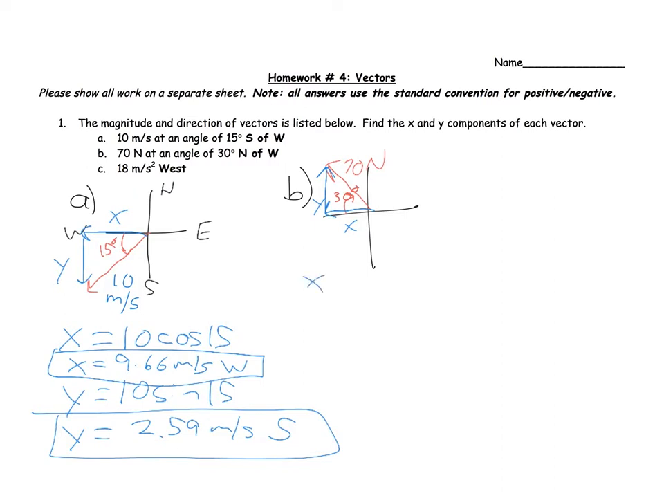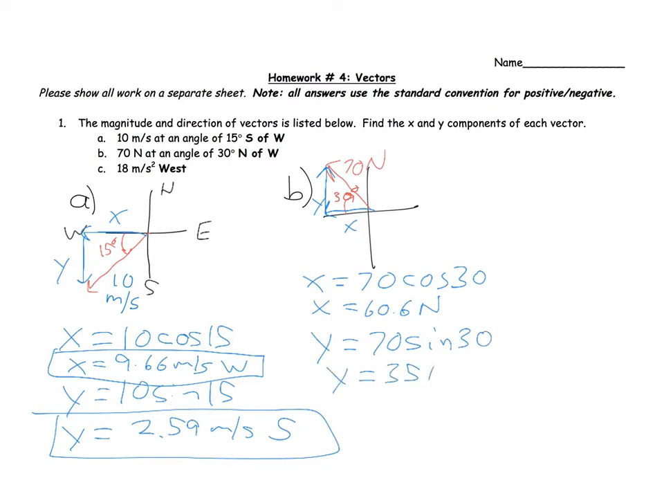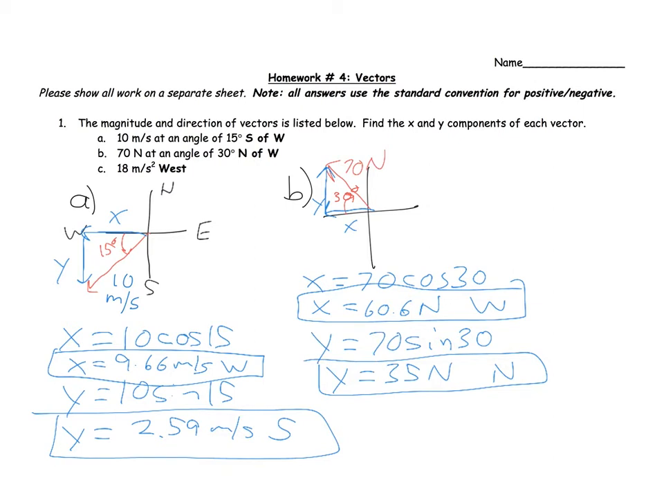My hypotenuse is at 70 newtons. So when I want to find my x, that is the adjacent side, the side touching the angle. So it's going to be 70 cosine of 30, which gives me an answer of 60.6 newtons. And in the y direction, we're going to have 70 sine of 30, which gives me an answer of 35 newtons. So this one is 60.6 newtons west, and that y component is 35 newtons north. By the way, newtons is a unit of force. I know we haven't talked a ton about that yet, but that's what newtons would be.